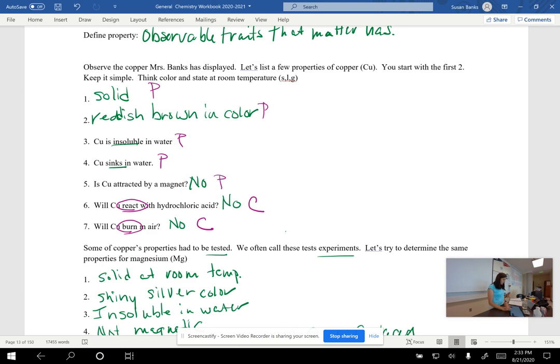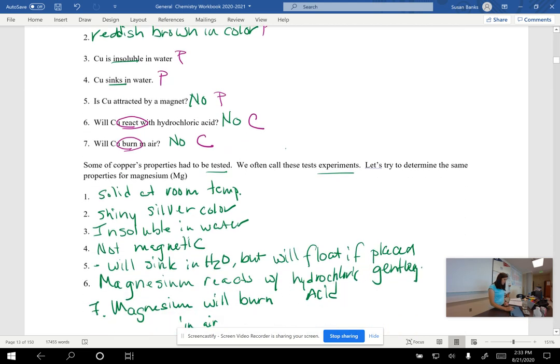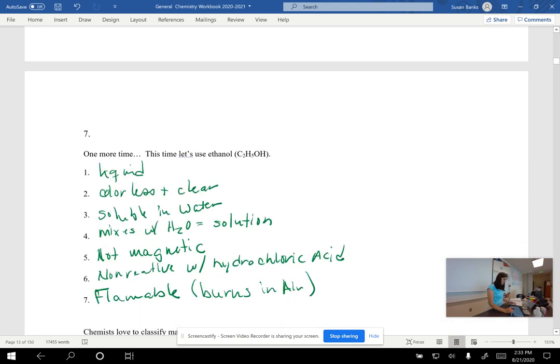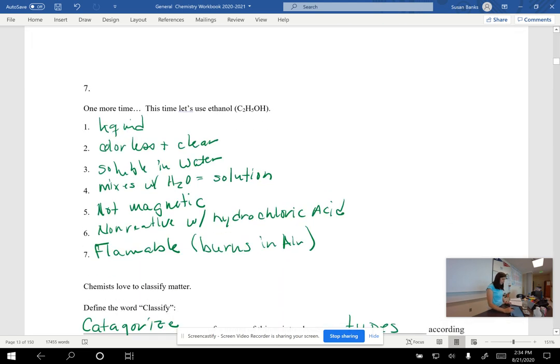So let's do the same thing for magnesium. We should pretty much have the same thing. Solid, that's going to be a physical property. Color, physical. Solubility is a physical property. Being magnetic or not is physical. Density is physical. React, here we go, chemical. And burning, that's another reaction. That is chemical. Do you guys see a pattern here? Okay, you should. It is pretty much the same pattern. See if you can get that same pattern going for ethanol.